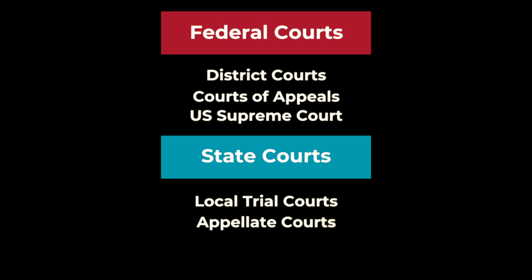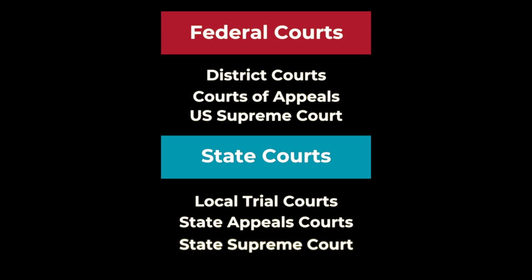In the state system, you have state appeals courts and the state Supreme Court that function in the same way as the federal system. However, some states can have multiple appeals courts that focus on different types of issues. When a case makes it to a state Supreme Court, it can also be appealed again to be heard in the U.S. Supreme Court on the federal level.